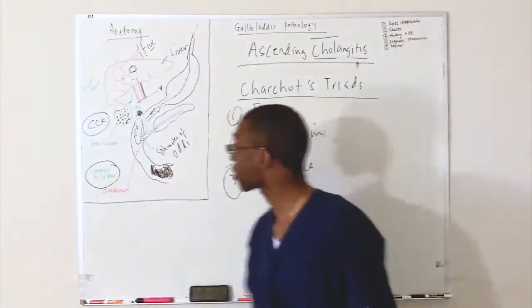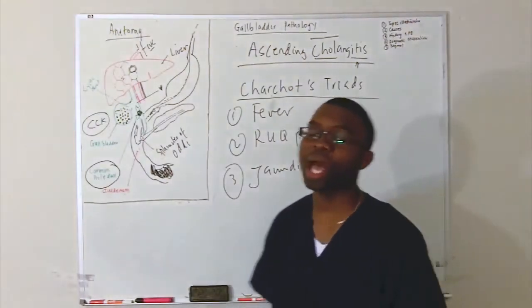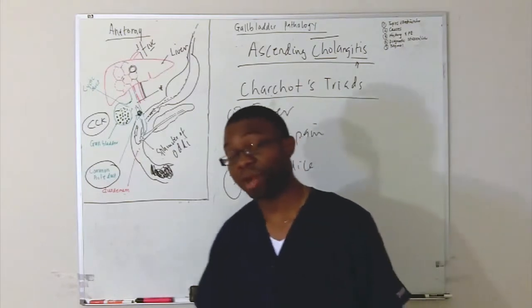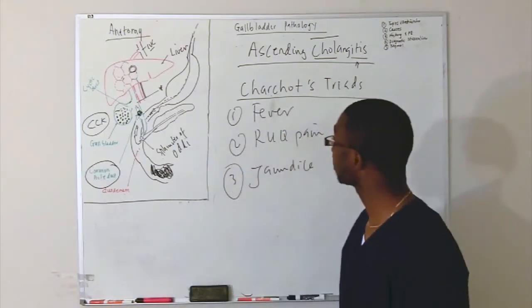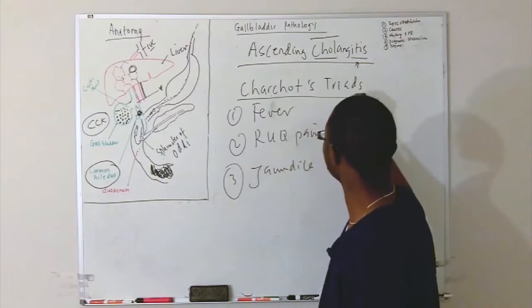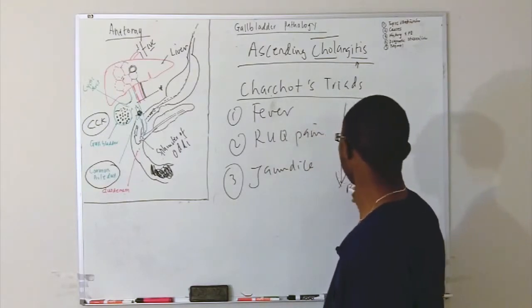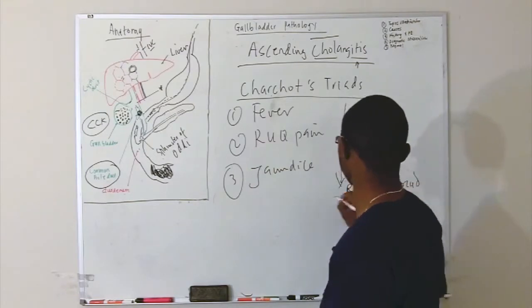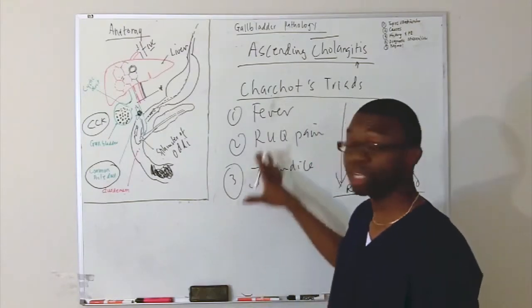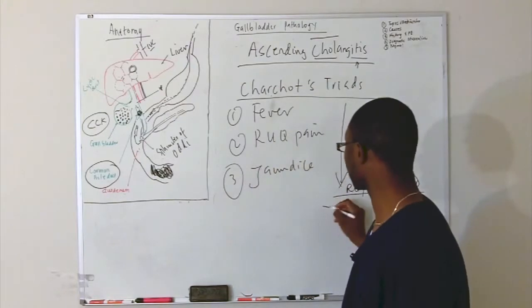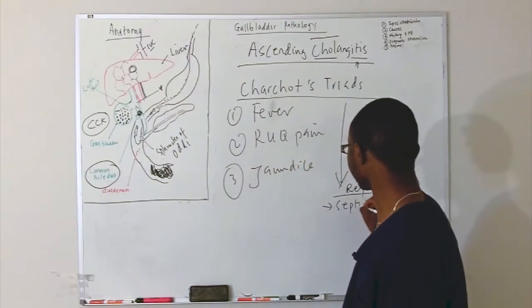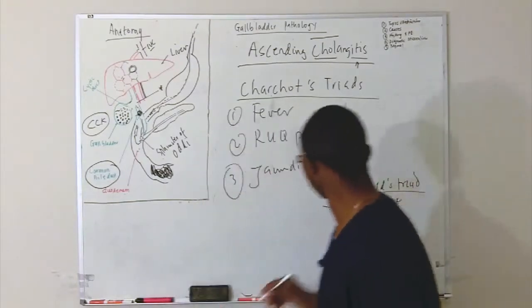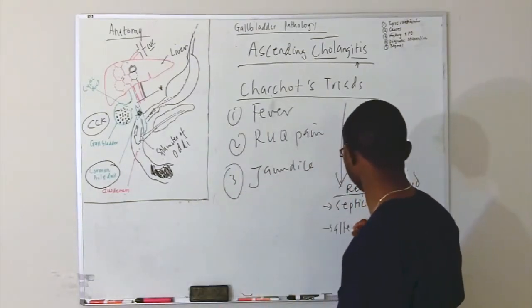So, what do we want to do? We want to order labs. Before we actually order labs, Charcot's triad is these three. We can expand it to Reynolds' pentad. And I can tell you, if you think Charcot's is bad, Reynolds' is even worse. And I'm going to explain exactly why Reynolds' is bad.